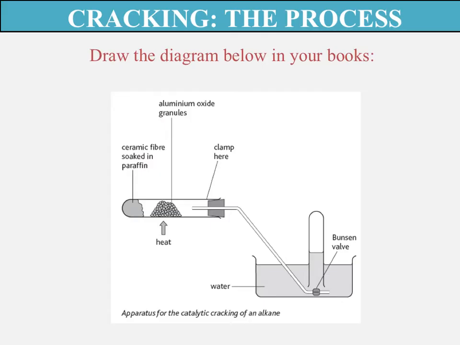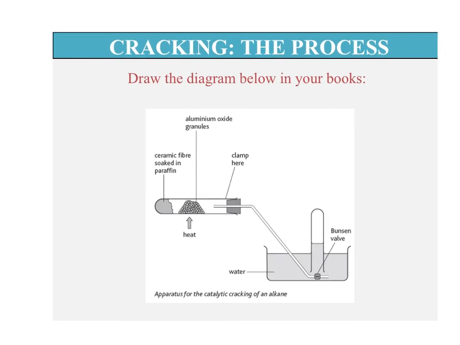So here we can see the apparatus for cracking. I'll zoom out a little bit there. You need to be able to recognise and draw this setup. As you can see, at the end of my little boiling tube, I've got paraffin, which is going to be my source of hydrocarbons, and that's soaked into a non-flammable fibre, something like a ceramic. And I'm going to pass the fumes or the vapour caused by heating that up over aluminium oxide granules. And those aluminium oxide granules are acting as our catalyst.